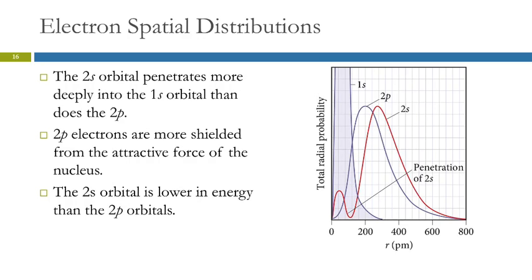So with this interaction between electrons, we find that the 2s orbital is lower in energy than the 2p orbital. And that's not the case with hydrogen because there's no shielding effects. But the 2p and the 2s are not the same in energy.